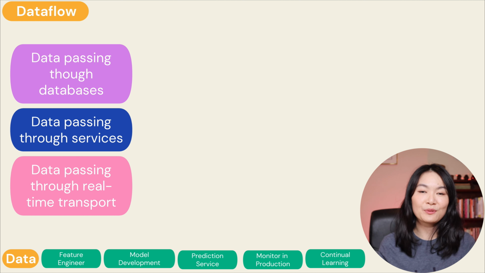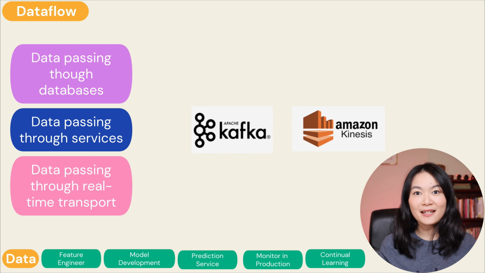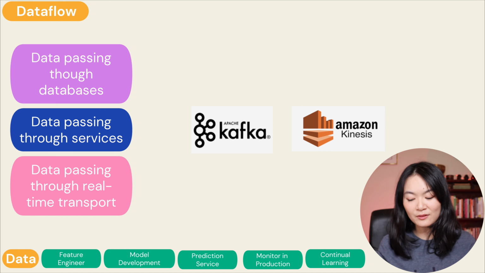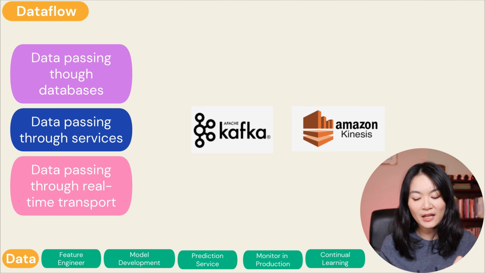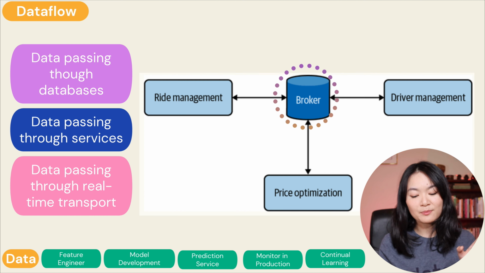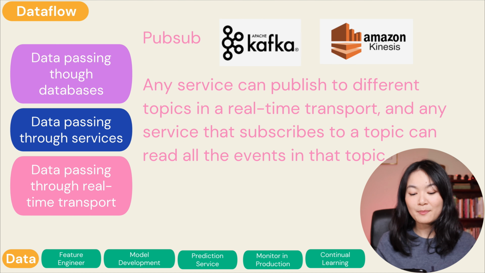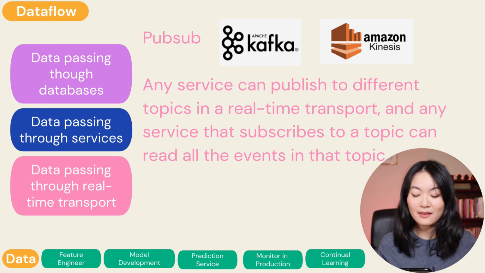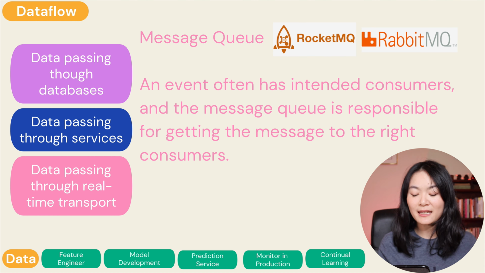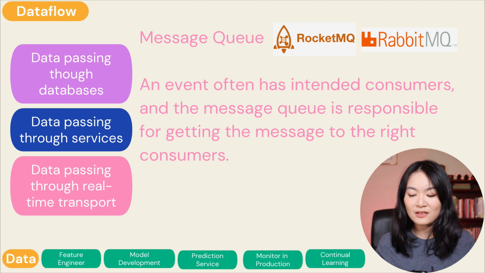Third is data passing through a real-time transport like Apache Kafka and Amazon Kinesis. Because data passing through services can be complicated and synchronous, meaning that one service down can cause all the other downstream services to be down, we need a broker or a real-time transport to coordinate data passing among services. There are two types of real-time transport. In the PubSub model, any service can publish to different topics in a real-time transport, and any service that subscribes to a topic can read all the events in that topic. In a message queue model, an event often has intended consumers, and the message queue is responsible for getting the message to the right consumers.